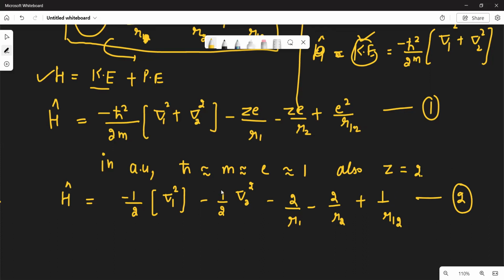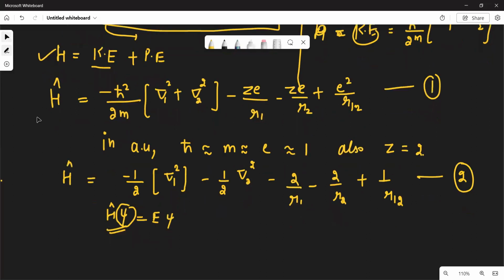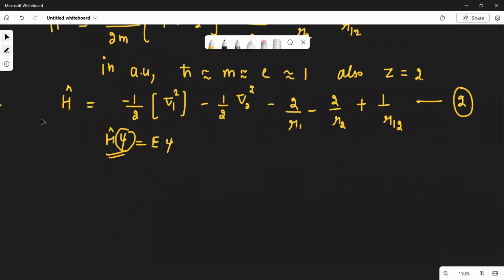Now we are left to find the wave function for the helium atom, so that we can apply this Hamiltonian over that wave function to get the energy, right? So how to find this wave function? We don't know anything about the wave function for the helium atom. Let's see. Students, have patience because this derivation is going to be lengthy.